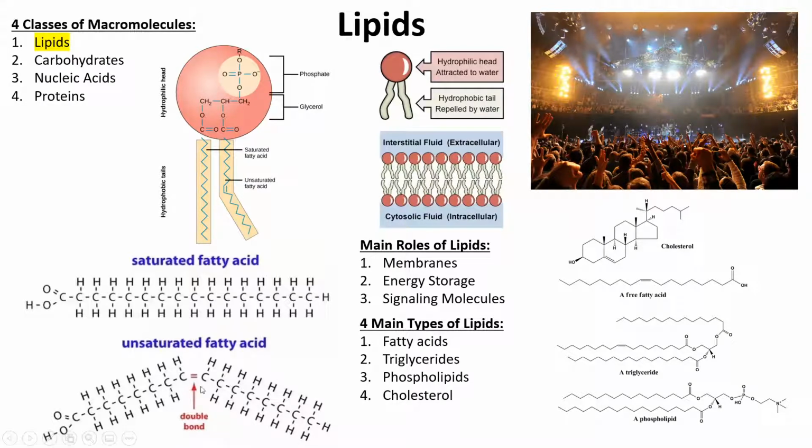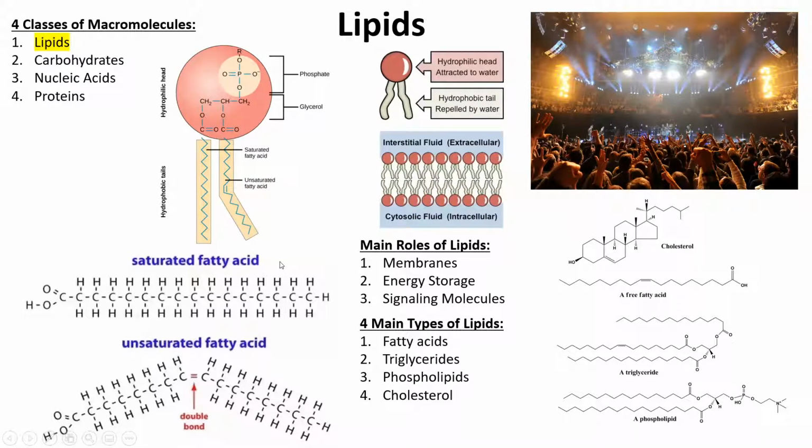Now within unsaturated fatty acids you have monounsaturated and polyunsaturated. Monounsaturated means you have one place in which there could be more bonds to hydrogen, or in our case a double bond. Polyunsaturated means there can be multiple places or multiple double bonds where there could be more bonds to hydrogen.